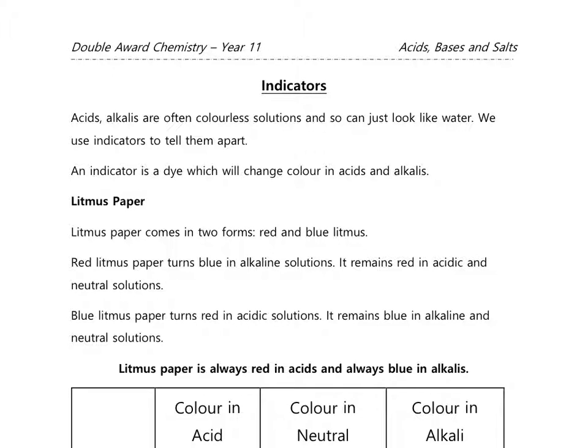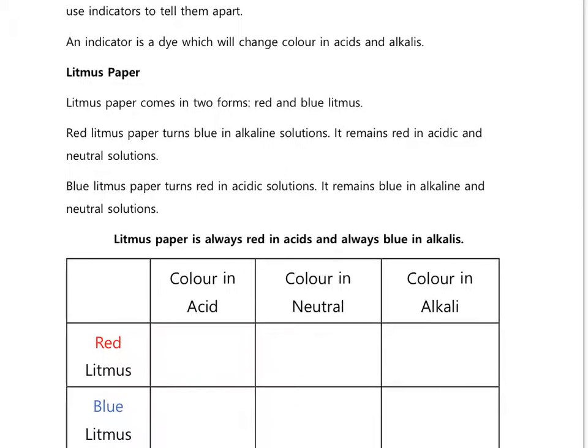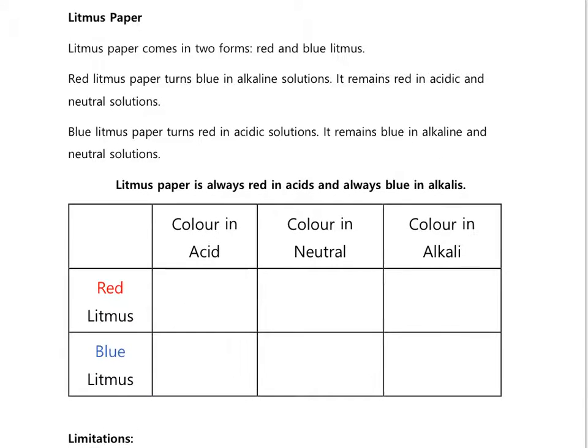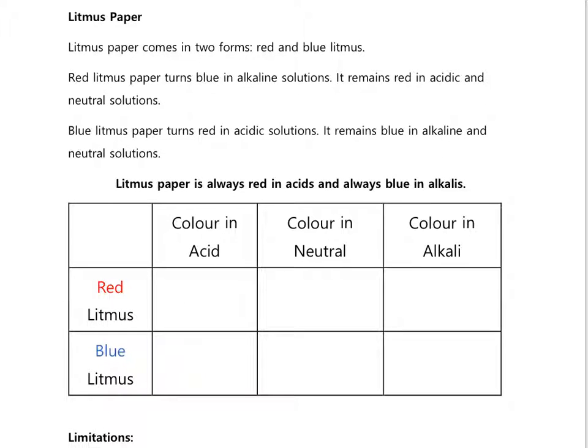The first indicator you need to know about is litmus paper, and again you would have covered this in first year. Litmus paper comes in two forms: red litmus paper and blue litmus paper. The thing to remember with litmus paper, how you can remember which colour it turns, is that litmus paper is always red in acids and always blue in alkalis. So no matter what colour it starts, it's always going to be red in acids, always going to be blue in alkalis, and then in neutral solution, it's whatever colour it started with.